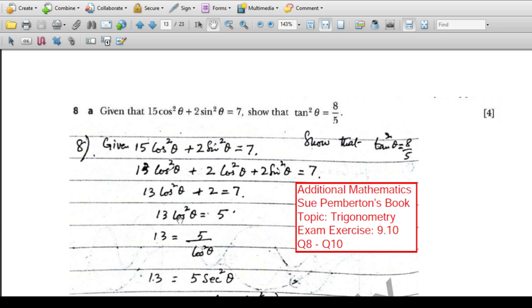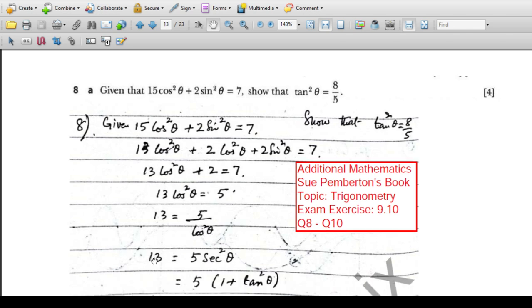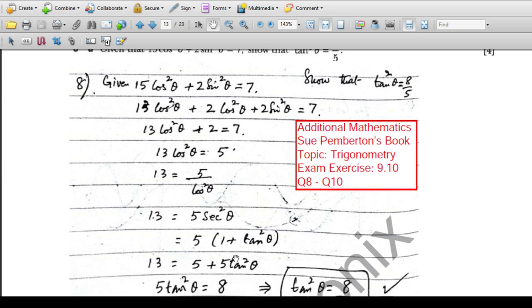So 13 cos square theta is equal to 5, because this 2 can be placed on the right hand side as minus 2. So 7 minus 2 is 5. We can write this cos square theta on the other side. So 13 is equal to 5 sec square theta. Simple manipulation.